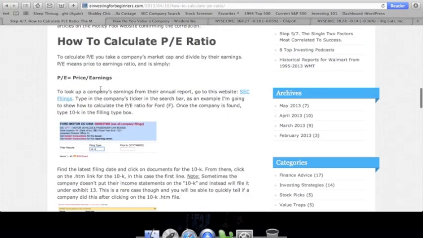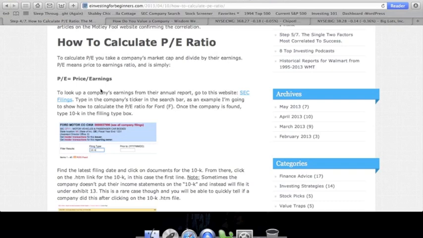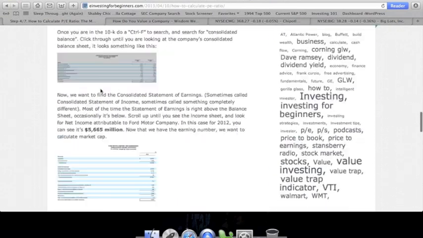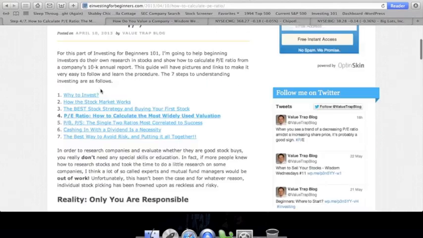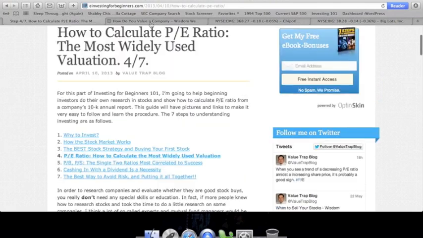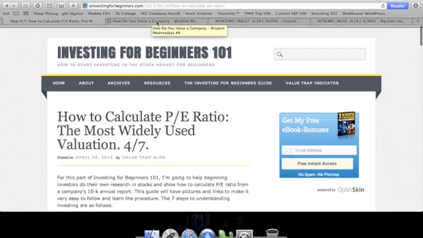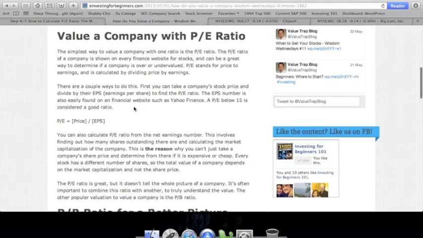And basically, to take the total price, you want to find the market cap. To get the total earnings, you can get that from the company's annual report 10K, which I showed here. Or there's also a simpler way to do that, which I showed in another post. Let me just click on it here, where you can take, instead of the total price divided by the total earnings, the price per share divided by the earnings per share.